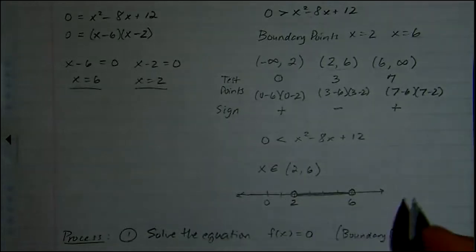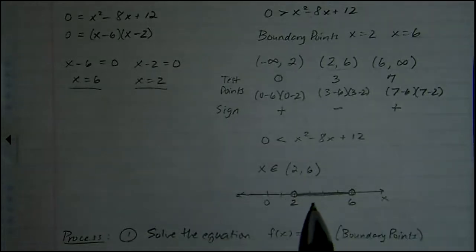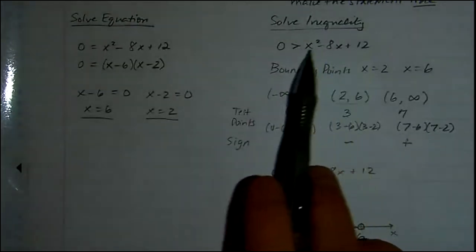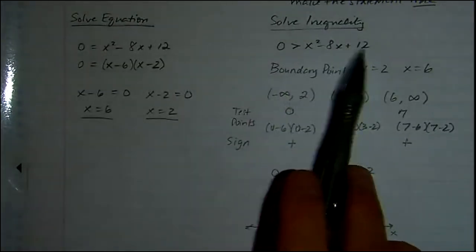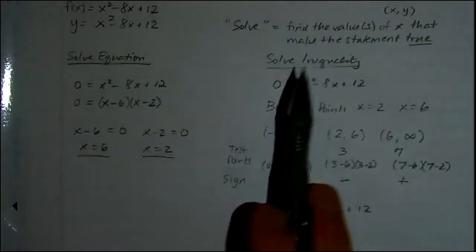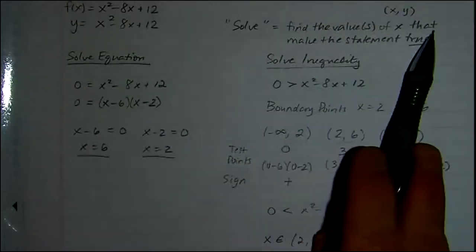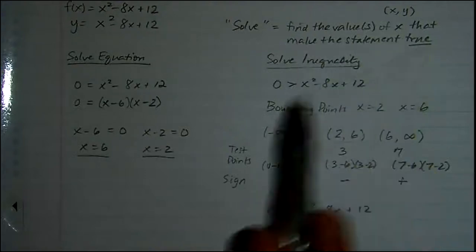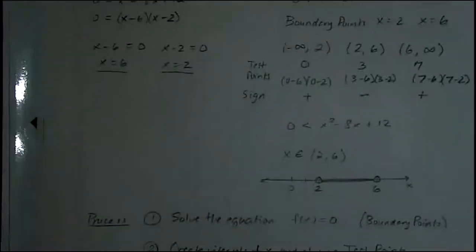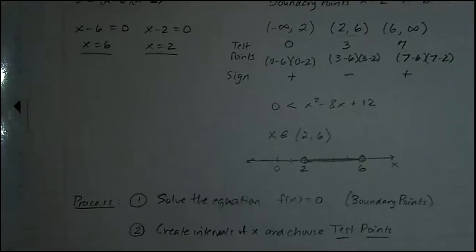So any value of x in this interval from 2 to 6, if I go back to my original problem, is going to create a value on this right-hand side which is going to be less than 0, and that solves the inequality. Because remember what solving is? Finding the values of x that make the statement true. So any value of x between 2 and 6 will make this statement true.